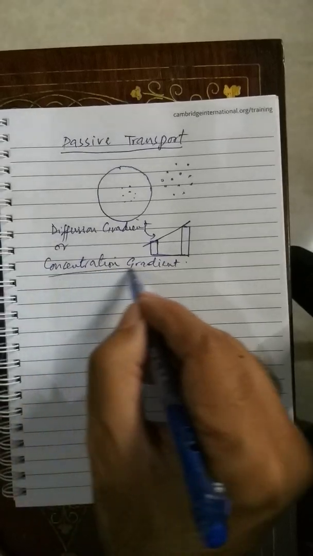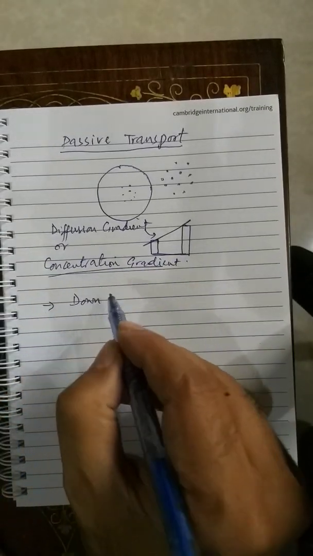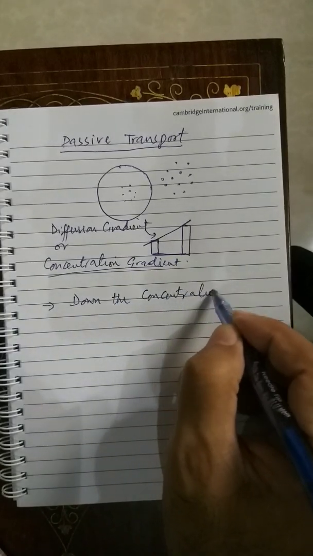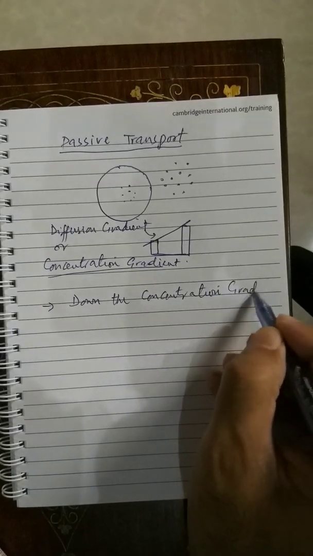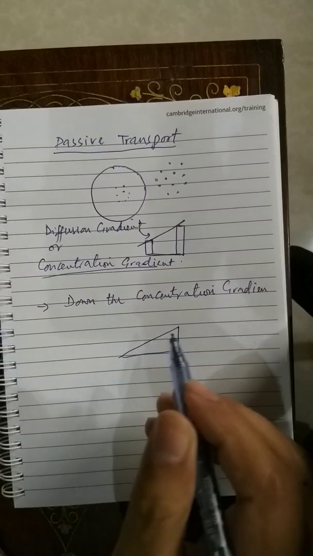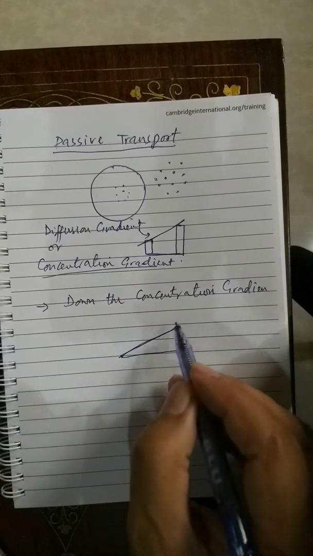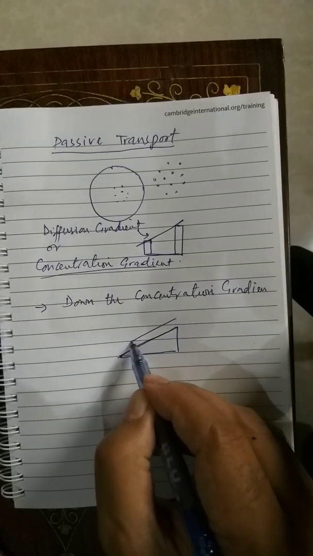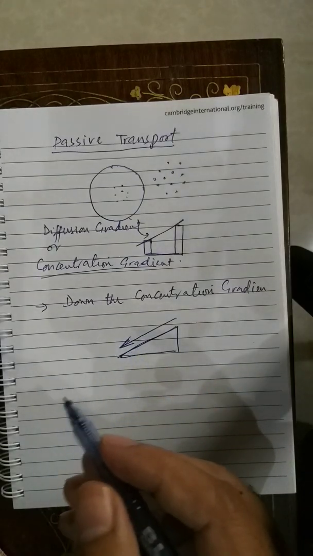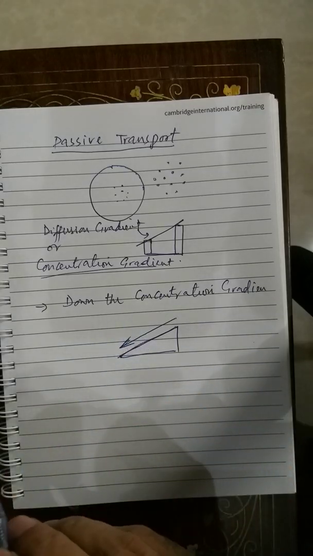During passive transport, substances move down the concentration gradient. Like if this is the concentration gradient, this slope showing the concentration gradient, if a substance is moving down the concentration gradient and it does not need any energy for the transport of materials down the concentration gradient, this is known as passive transport.